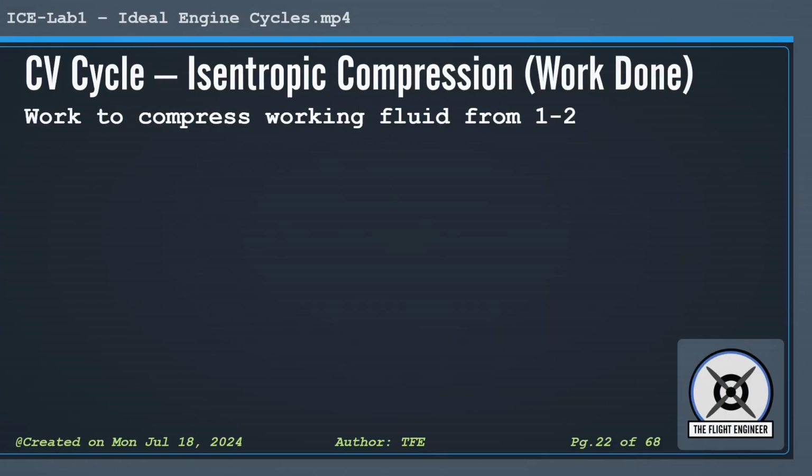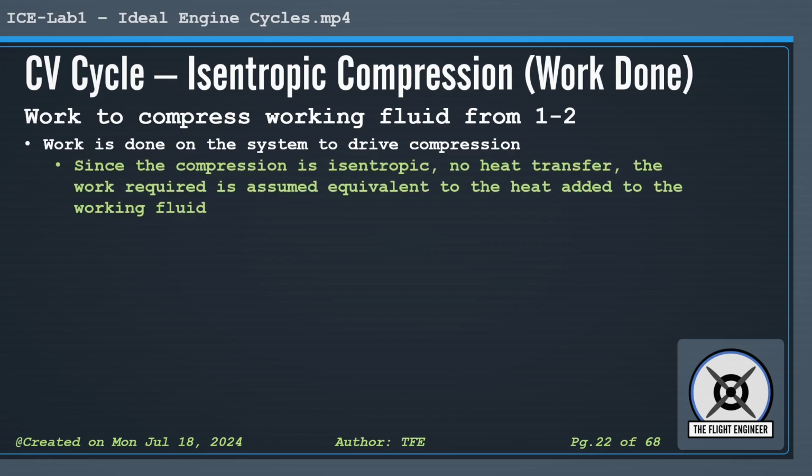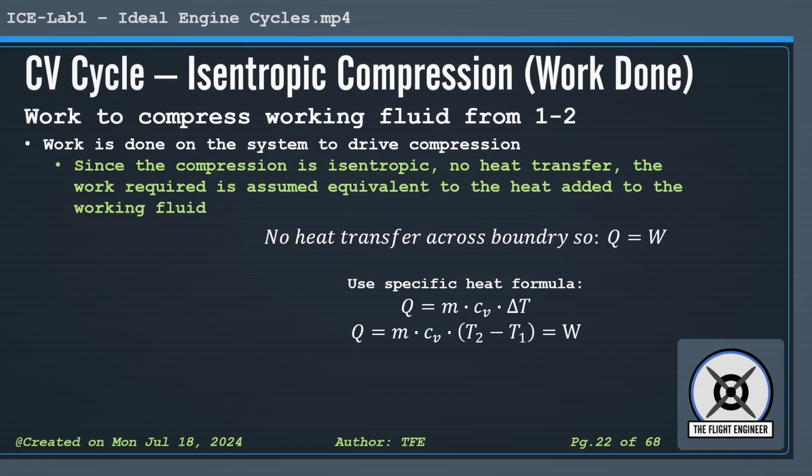One important consideration of the compression stroke is the work needed to complete it. In this case, work is being done on the system to drive the compression. By definition, an isentropic process has no heat transfer, and so any increase in the working fluid's temperature must be a direct result of the compression work in. In short, the change in the heat is equal to the work done. We will use the specific heat formula, Q equals mc delta T, and knowing that Q is equal to W, find the work done. You will note that in the code, work done is negative. This is the sign for energy coming into the system.